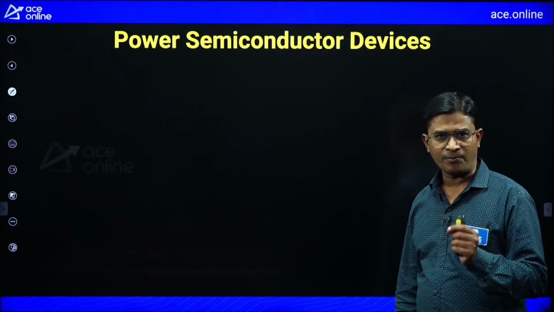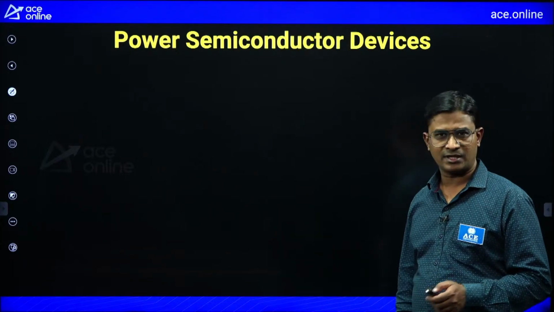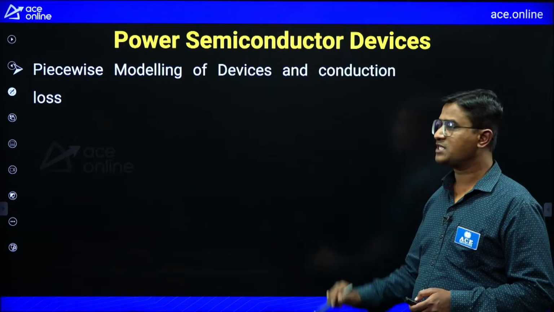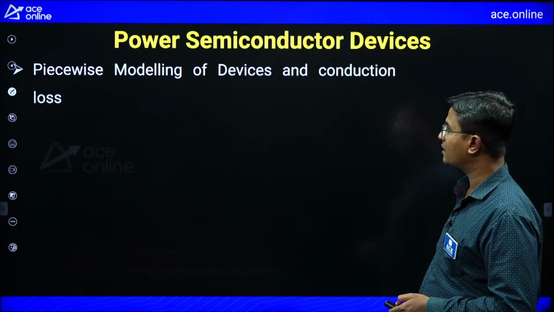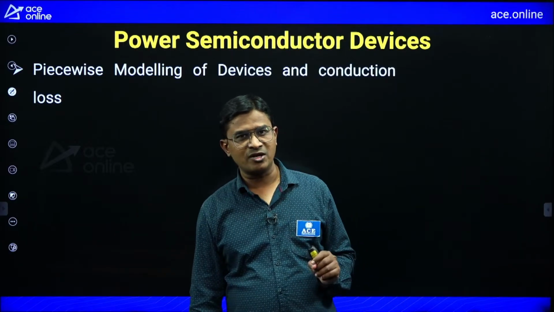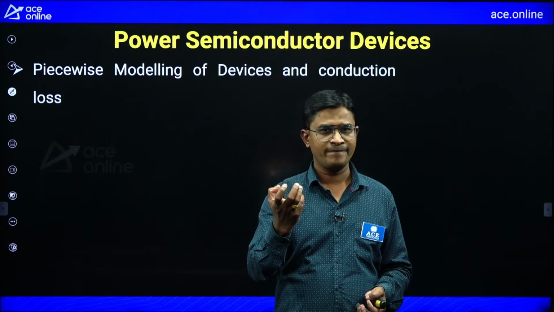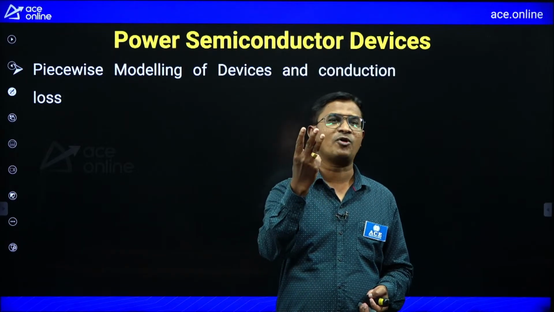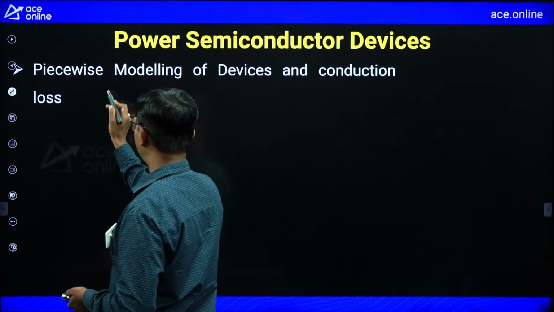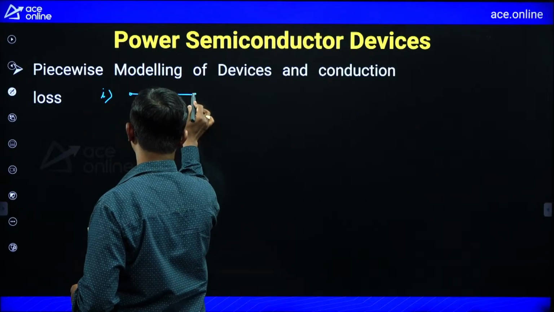Which are the important points you are required to prepare in this chapter? Let us discuss. So first is piecewise modeling of devices and conduction loss expression. We know piecewise modeling of devices means when a practical device is in conduction mode, it is represented in 3 models. In that, the first model is a pure resistor, like Ron.